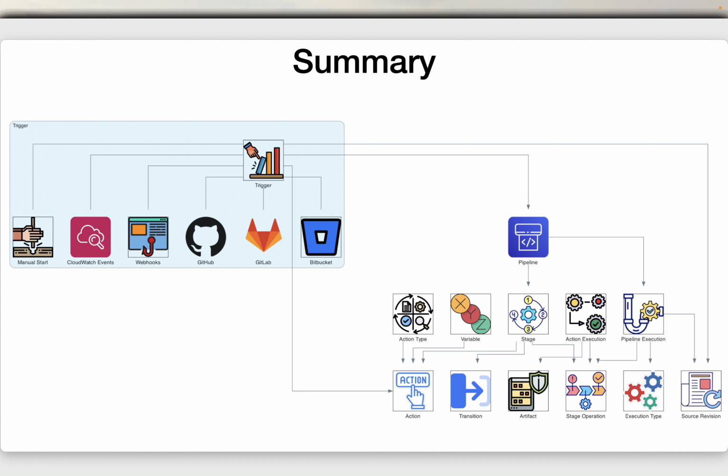Okay, next, actions work with input and output artifacts like source code and build outputs, and variables allow actions to be dynamically configured for each execution. The pipeline execution has an execution type indicating if it is a standard run or a rollback to a previous state. And pipeline execution processes source revisions from the triggering commit or artifact version. So by understanding how these components fit together, you can define effective pipelines in CodePipeline to automate your release process and enable continuous delivery of your software.